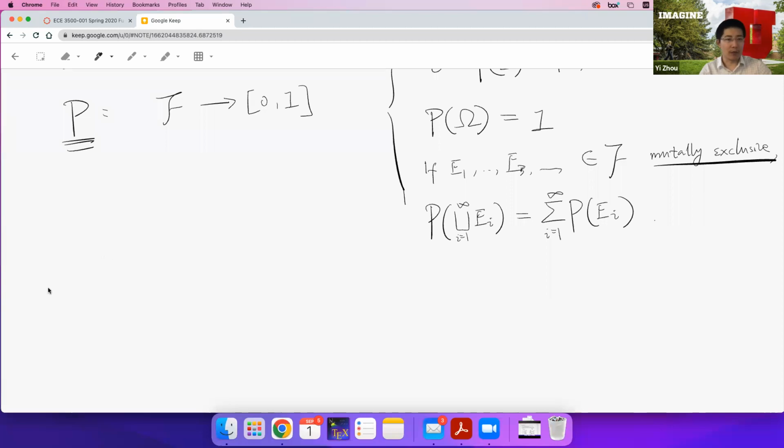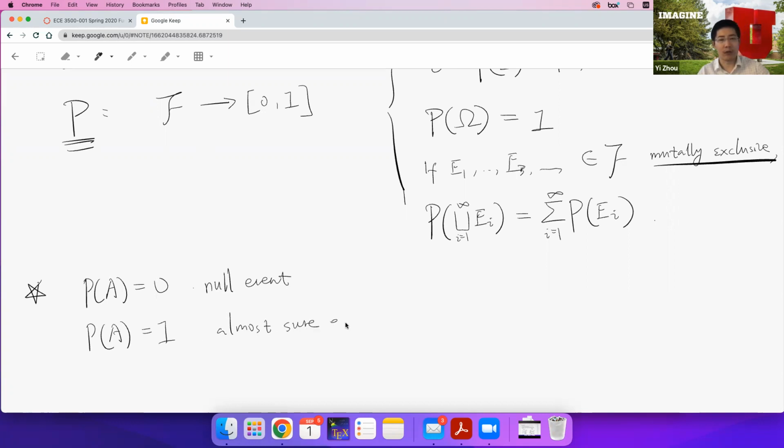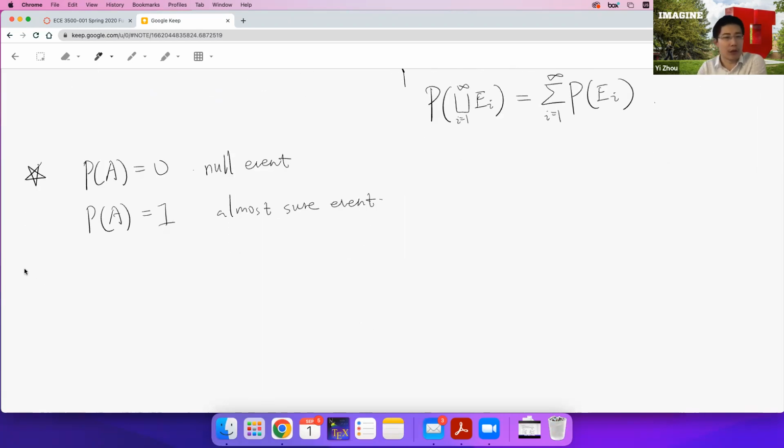And then we have a comment on naming events. If an event has probability 0, then we call it a null event. And if the probability of event A equals 1, we call it an almost sure event. And we had an example last time to illustrate why we call it almost sure.